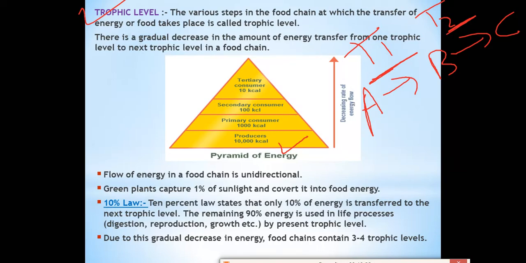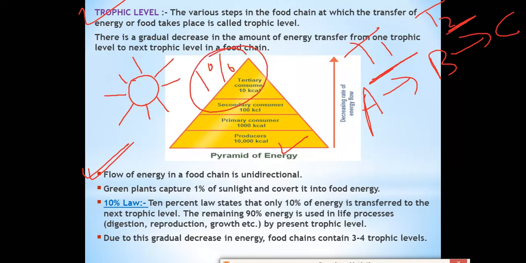Now, flow of energy in a food chain is unidirectional. When energy will flow in a food chain, it will be only in one direction. Uni means one direction. Green plants capture 1% of sunlight and convert it into food energy. During the process of photosynthesis, what will the green plants do? They will capture only 1% of the sunlight from the sun and use this 1% of energy to make food by using the process called photosynthesis.